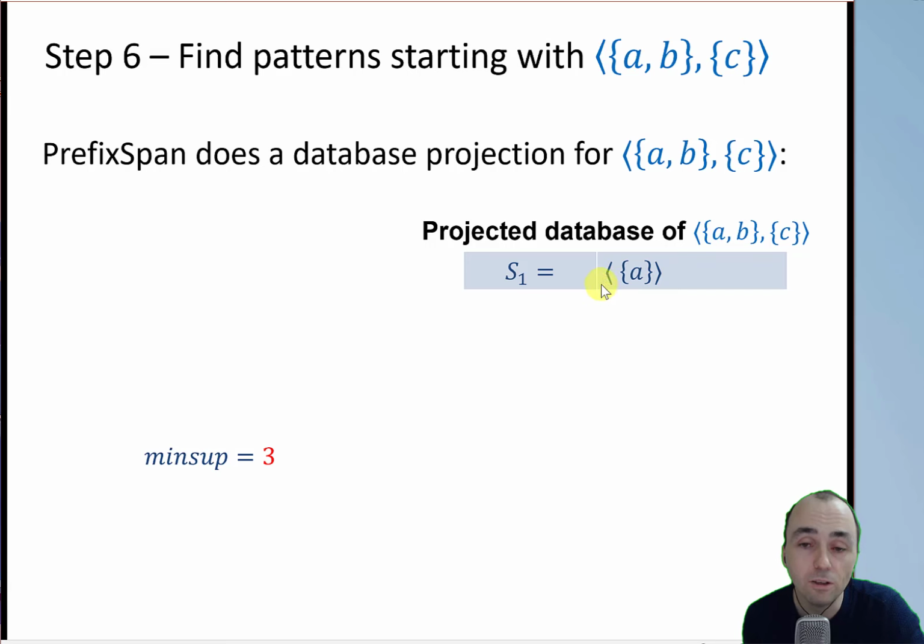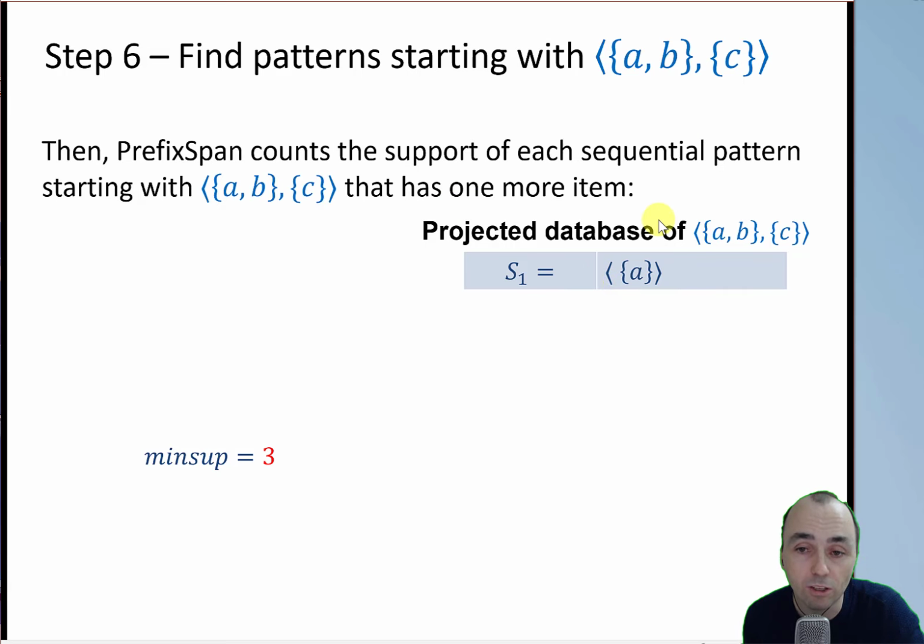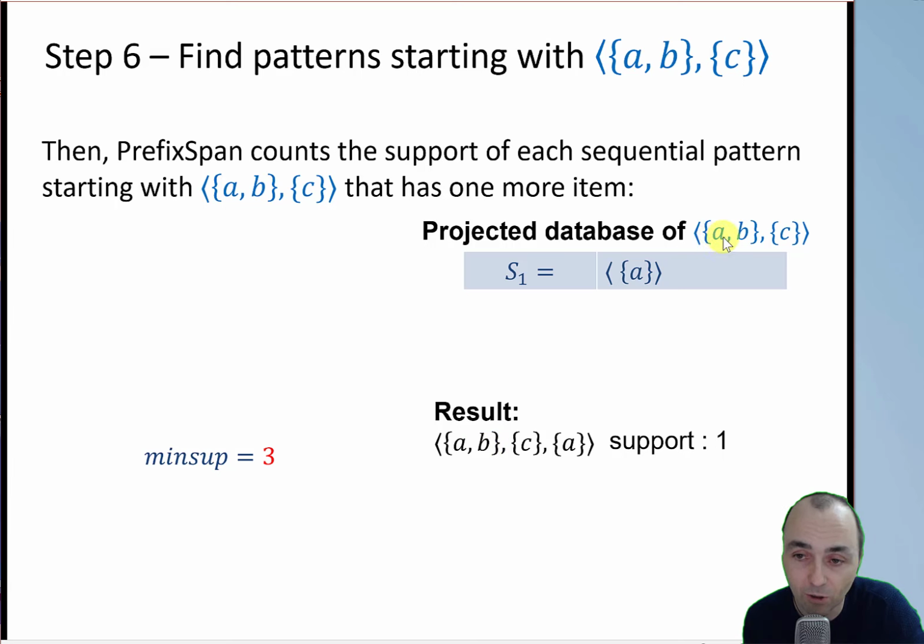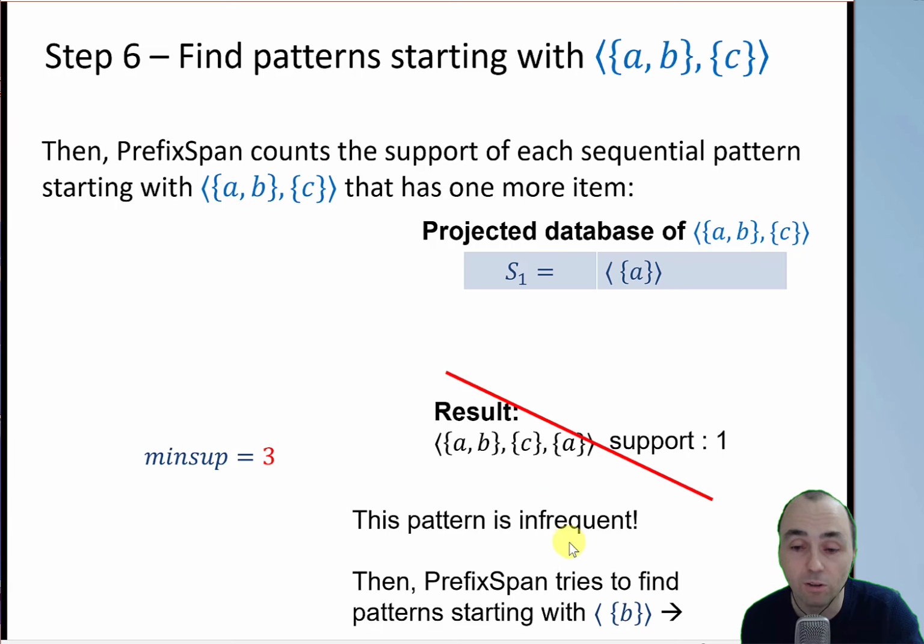Now again, PrefixSpan will read the database to count the items in this. There's only A, okay? So from this, we can only make the pattern ABCA, and it has a support of 1. So this is not frequent because 1 is less than 3, so it will be eliminated. It is infrequent. So then PrefixSpan will continue again. It will go back to before to try to find the patterns that start with B. We did all the patterns that start with A, okay, until now. Now we will do starting with B.